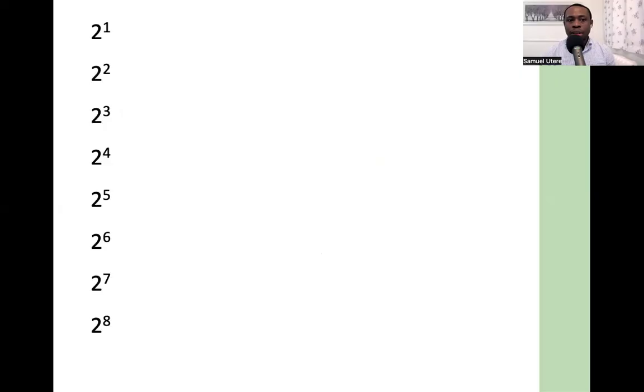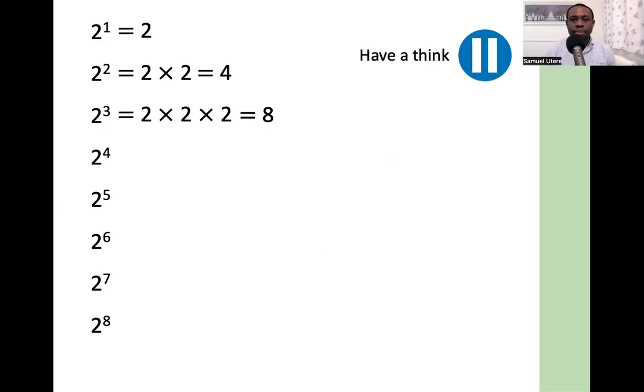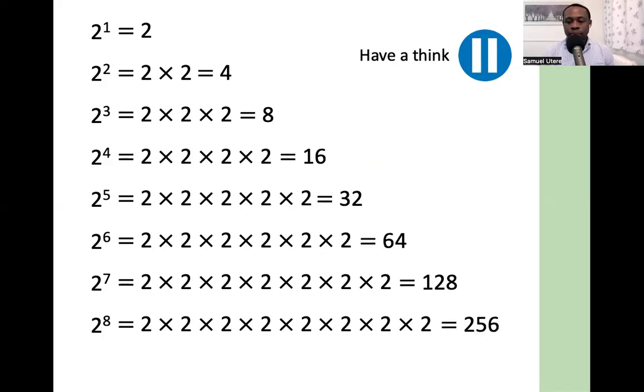I want you to think about these, so I'll do the first 3 and then I'll let you complete the others. So 2 to the power 1 is 2. 2 to the power 2 is 2 times 2. 2 to the power 3 is 2 times 2 times 2, which is 8. What do you think the others will be? All right, I'm sure you've explored it. You think, okay, I'll just continue the pattern. So that's the answers for these ones.